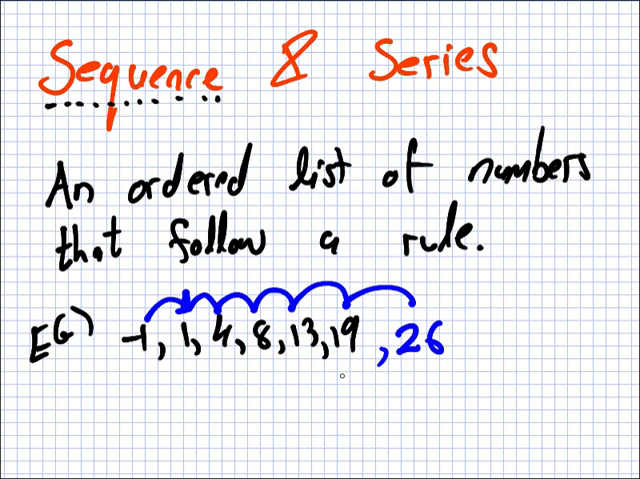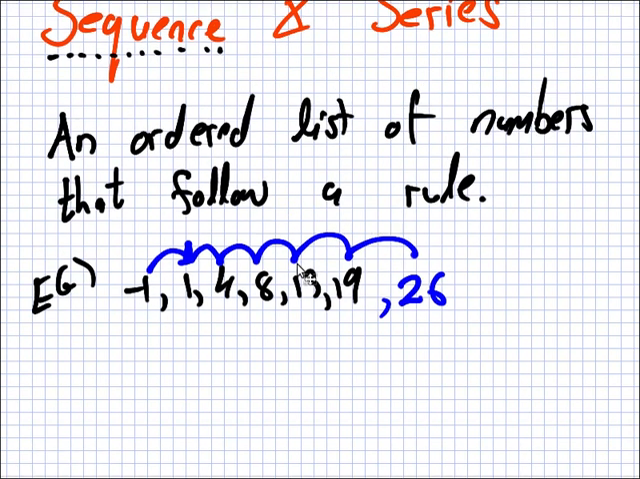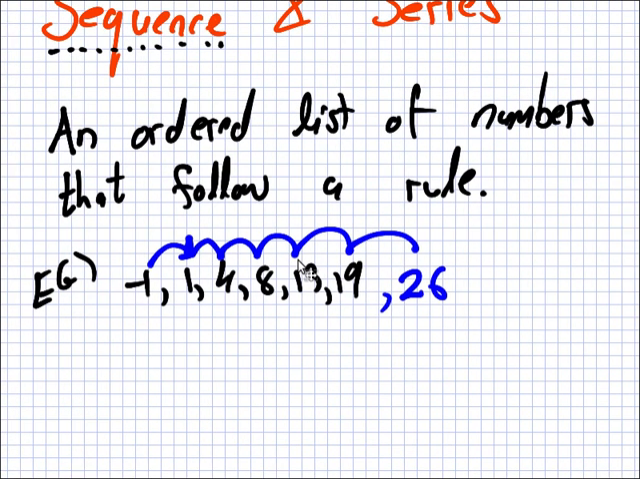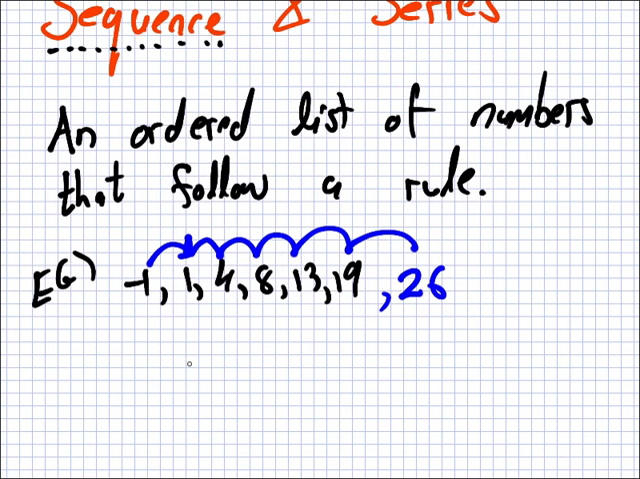Okay. It's not always so clear. What about something like this one? 1, 4, 9, 16. What'd be next? 25, and what's the rule? Nearly squaring. Yeah, squaring. 25. Okay.